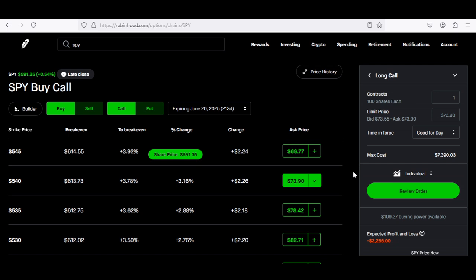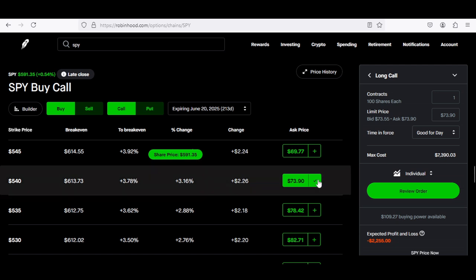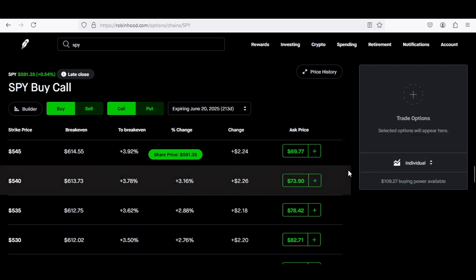A LEAPS covered call is when you're able to use your LEAPS option in order for you to sell regular covered calls 1 week, 1 month, or probably 3 months out. It all depends on you. Let's go ahead, I'm going to give you a quick example. So let's pretend you do have 1 LEAPS of SPY in your portfolio.